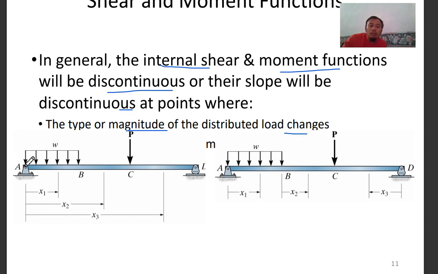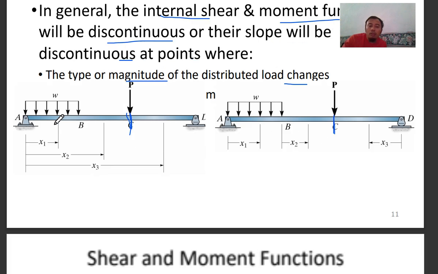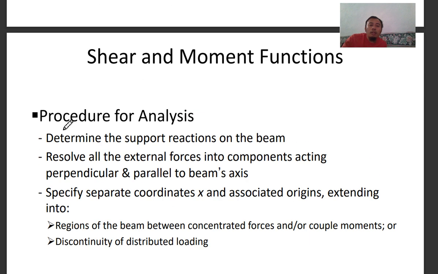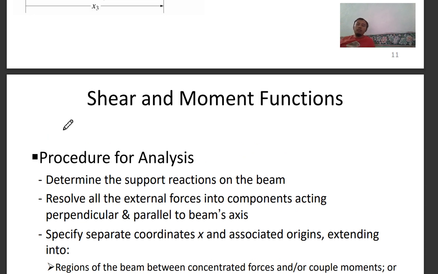So in this example, you have a distributed load here, and then it changes into a point load. So at this point, point C, the functions will be discontinuous. So the slope, when you draw the diagram, there will be a discontinuity at that point. So let's take a look at the shear and moment functions.